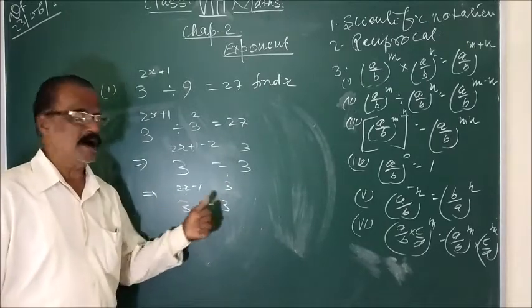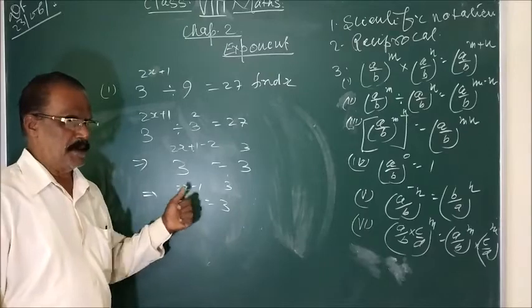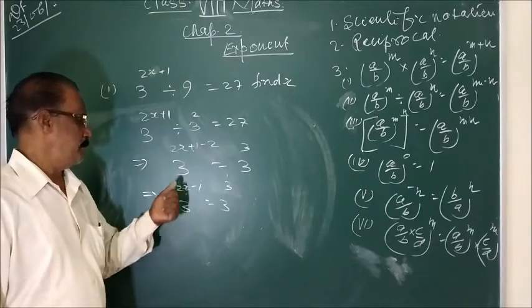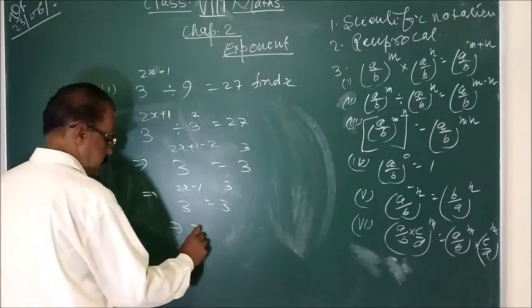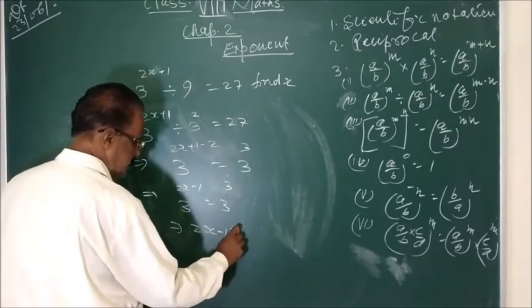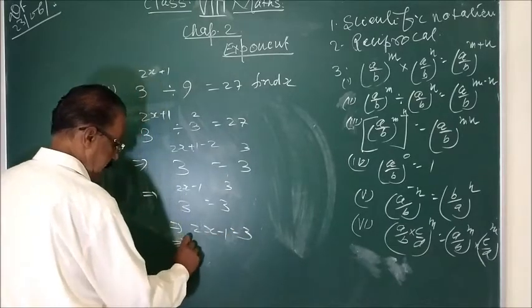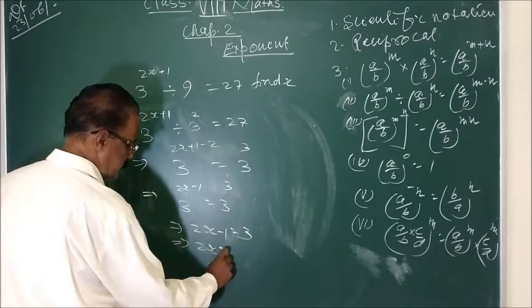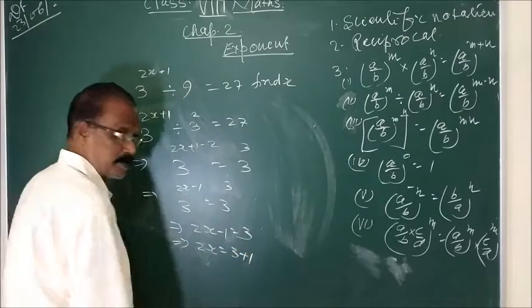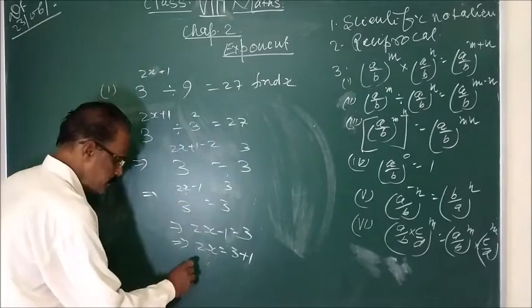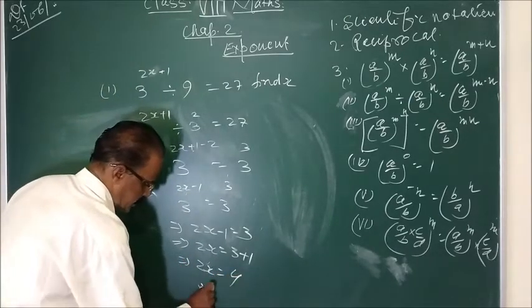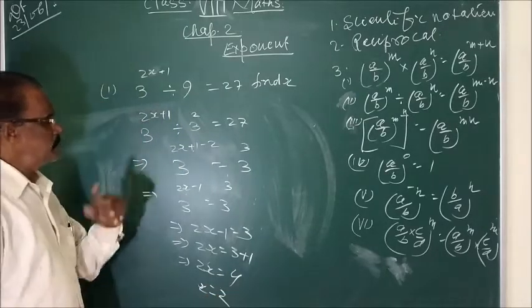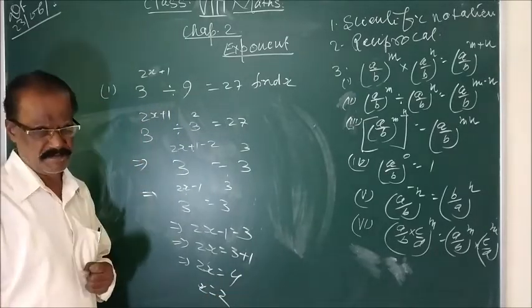If the bases are equal, the powers are also equal. And therefore, this will be 2x minus 1 is equal to 3. And this will be 2x is equal to 3 plus 1, all transferring from left to right side. And this is 2x is equal to 4, x is equal to 2. This is the simplification of this given question.